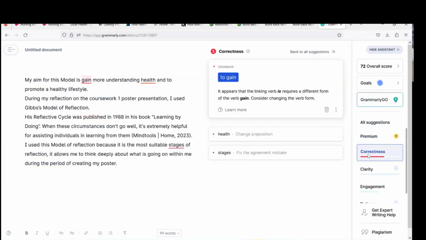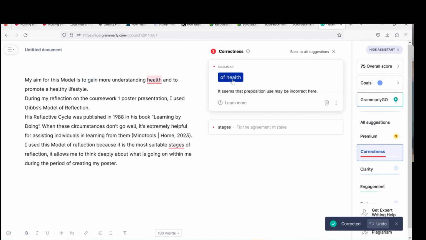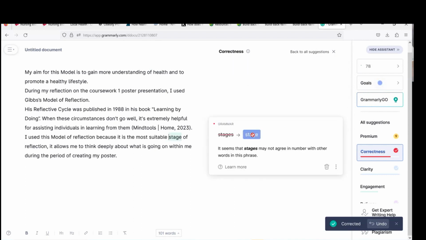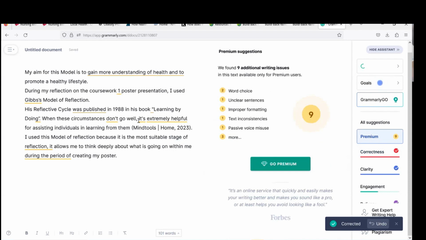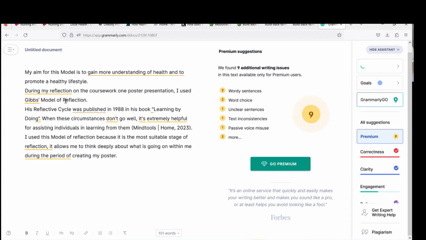The correctness of it, like you can see: first of all, you've forgotten the word "to gain more understanding". And then you have "health", that is also "of health". Then here "stages", and it should be only one stage. And then there are some other things that are not really good, and you could maybe guess which ones. For example, don't write numbers, write words. Gibbs's model, so I would say that one.